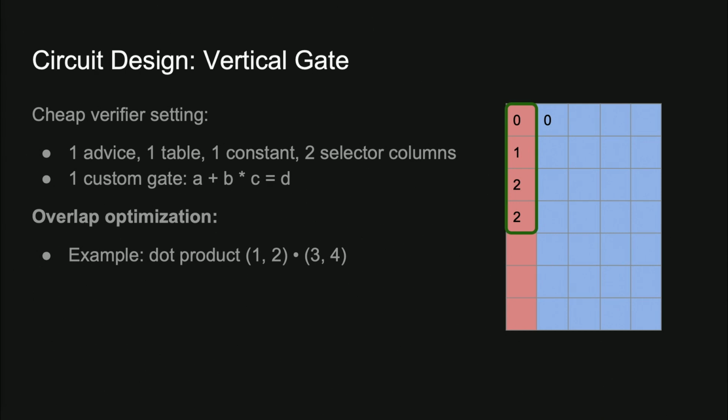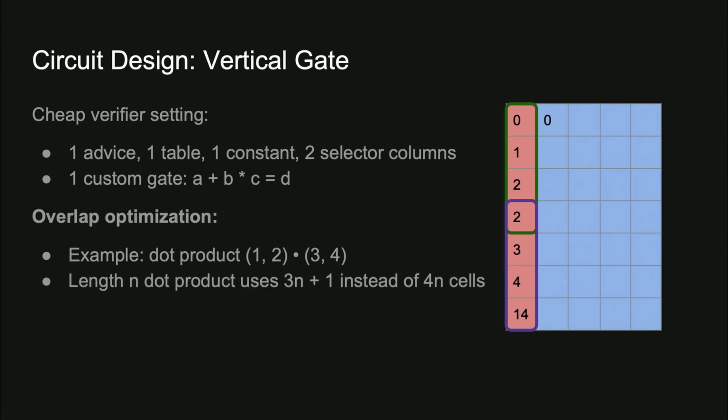But now you want to add it to 3 times 4. You can overlap it, since you already have the result of 1 times 2, and now you just add 3 times 4 to it. This shares 1 cell in the middle. Whereas in some other circuit designs, you would have to do them separately, and then you need to say that the result of the first computation is equal to the starting point of the second computation. With this overlap, on larger vectors of size n, you would only use 3n plus 1 cells instead of 4n cells if you didn't have the overlap.